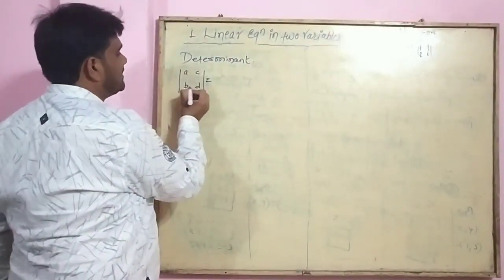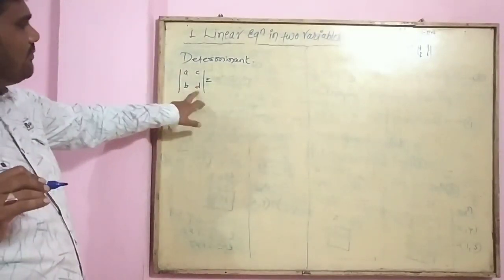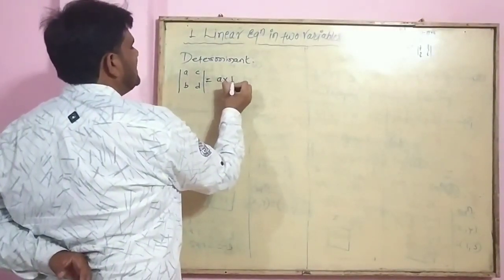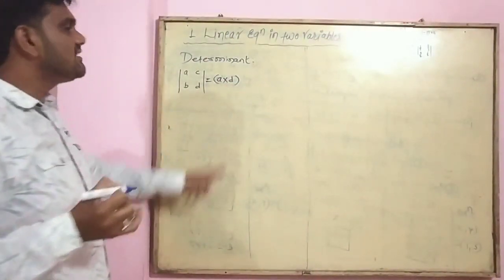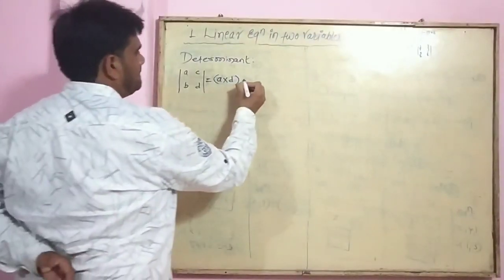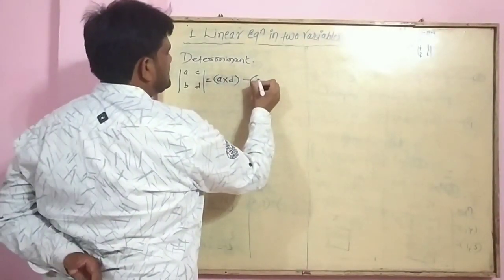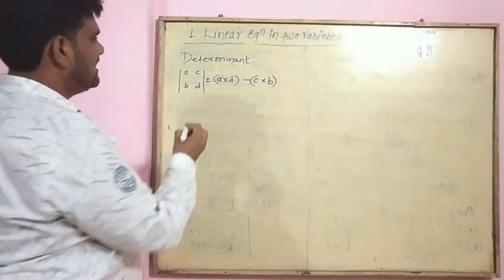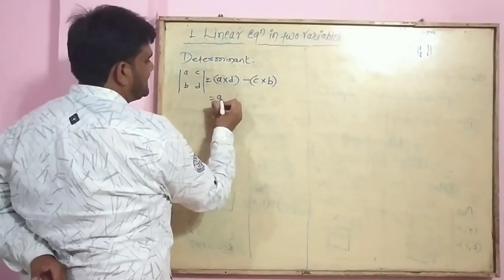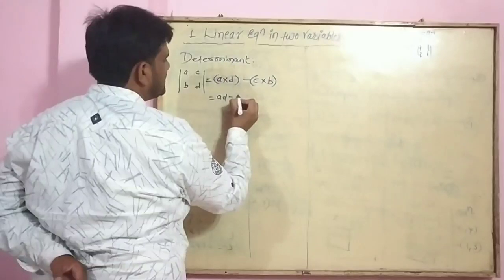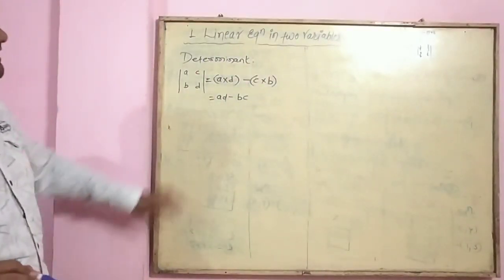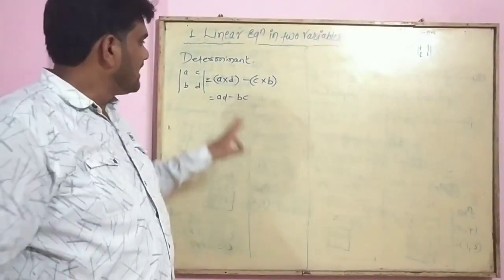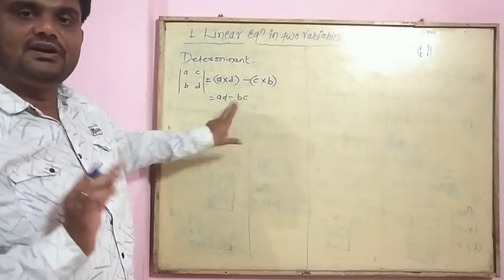Here, how to solve it? You have to do cross multiplication of these numbers in the determinant. A into D, and you have to give a minus sign in between. Again, C into B or B into C, so it will become A into D, that is AD, minus B into C, BC. This type of arrangement is called a determinant, and this is nothing but the value of the determinant.